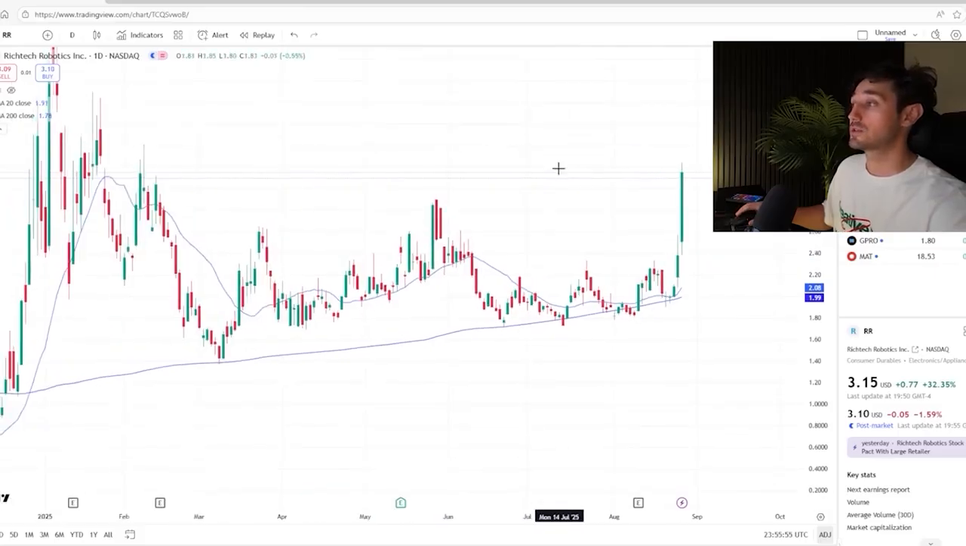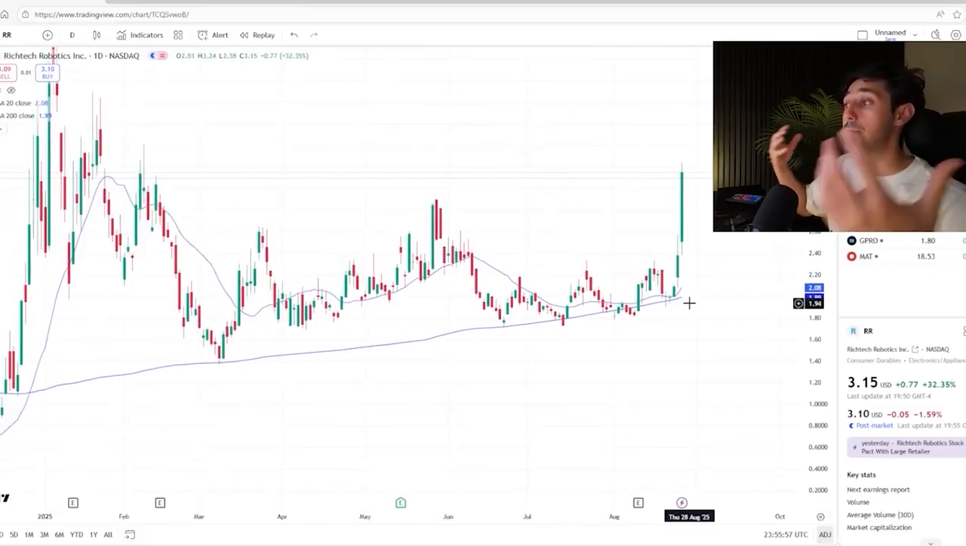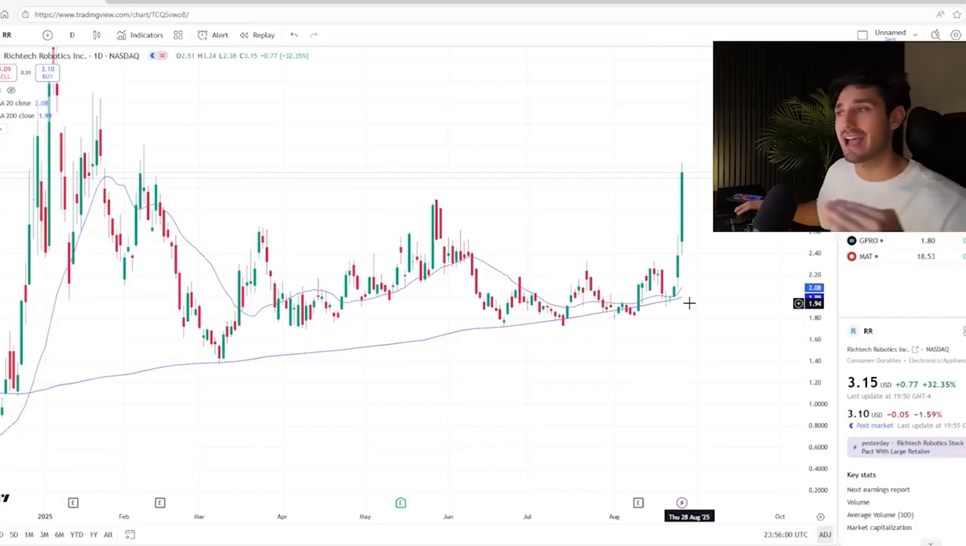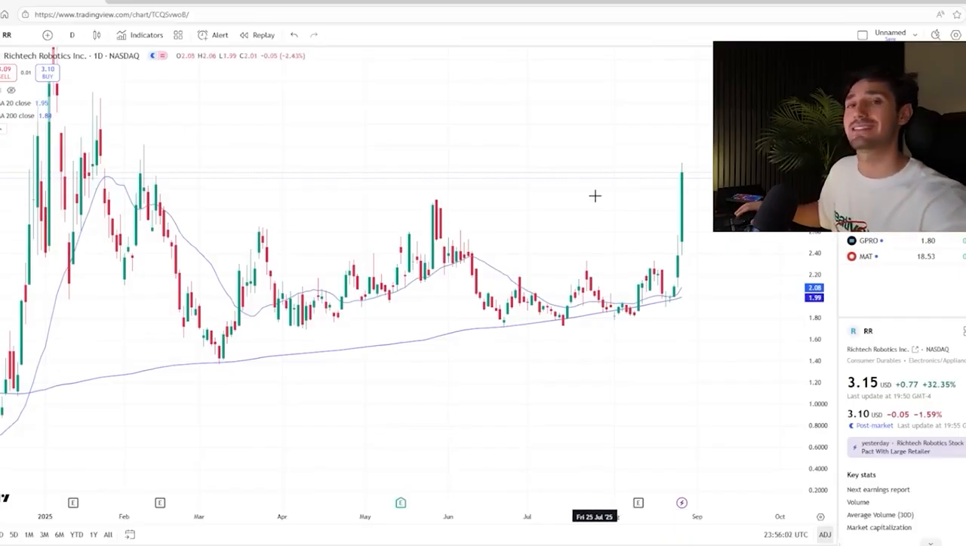And this is why I like to use the 200 MA. Whenever prices are above it, it acts as a floor, it acts as support. And by the way, this is the daily time frame.